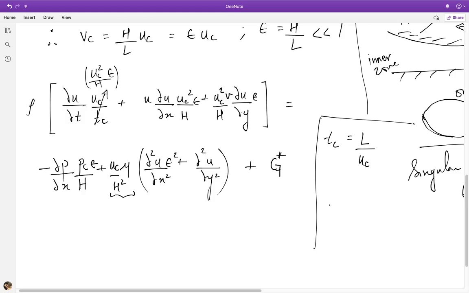Right, so that would allow me to define immediately a G, which is basically the actual G star times H squared by μ UC. So here you see, if I want to choose U characteristic from the applied pressure gradient, I can do so by choosing UC to be G star H squared by μ, in which case G will just be 1. Or I would then get G to be some number if I had chosen UC to come from, let's say, the motion of the wall.